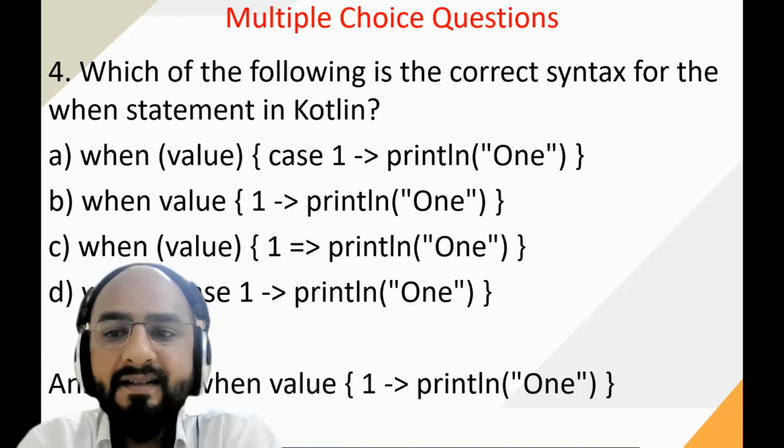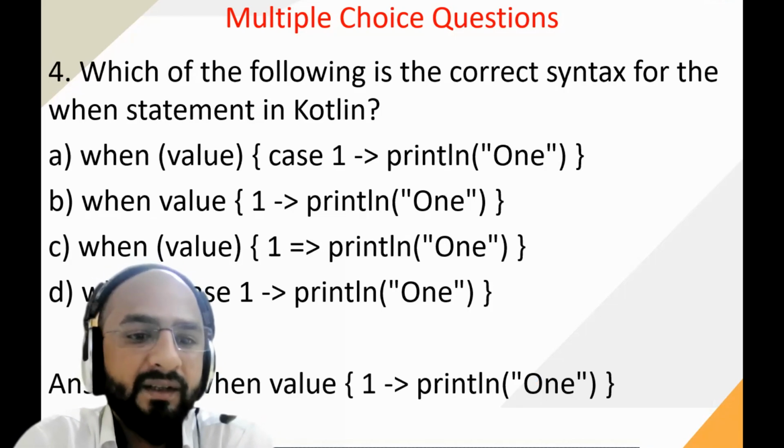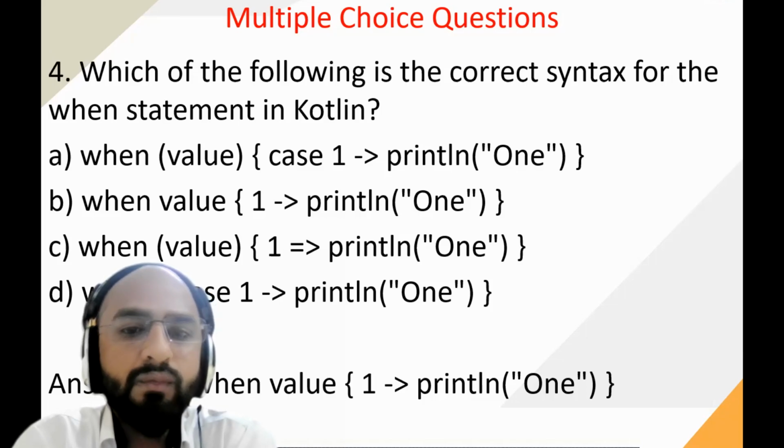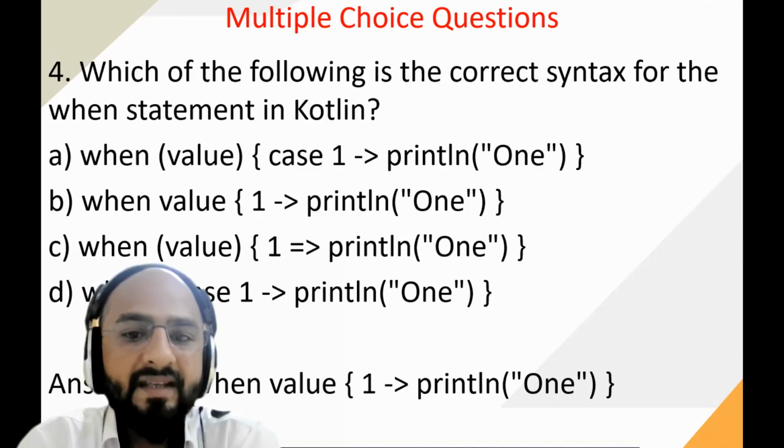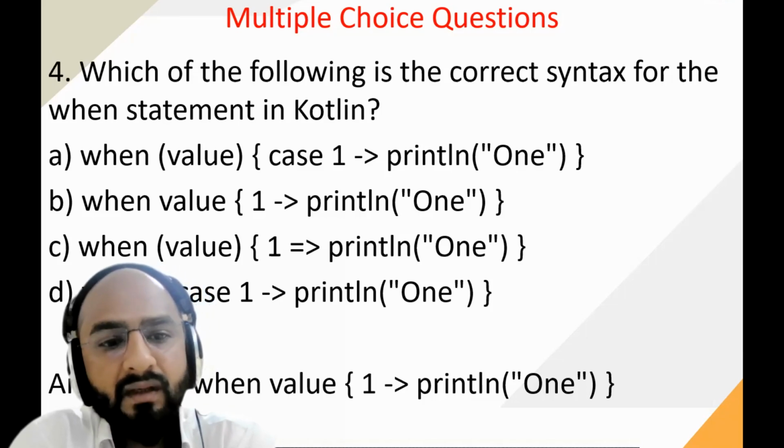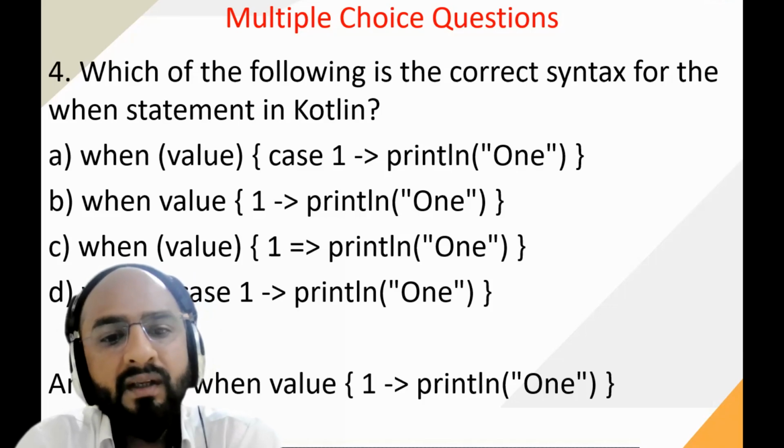Which of the following is the correct syntax for the when statement in Kotlin? When value, one arrow println. When value, one arrow print.